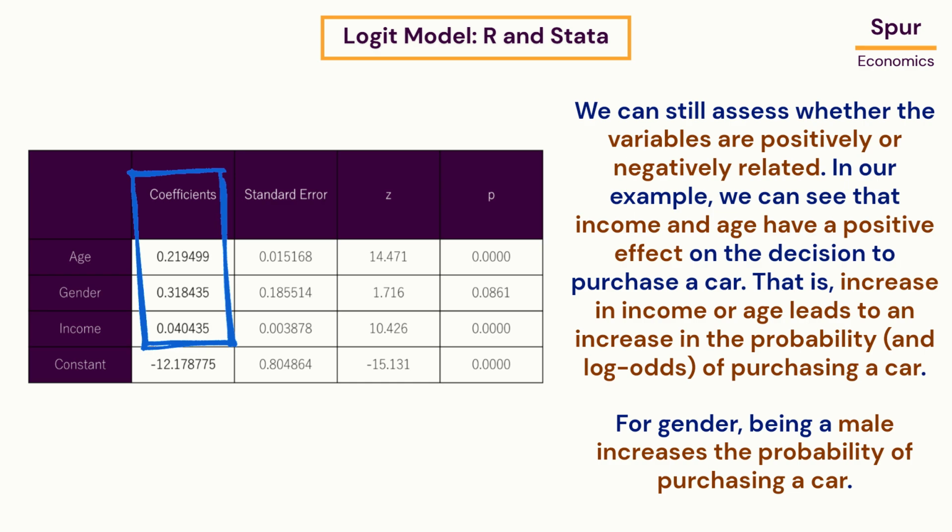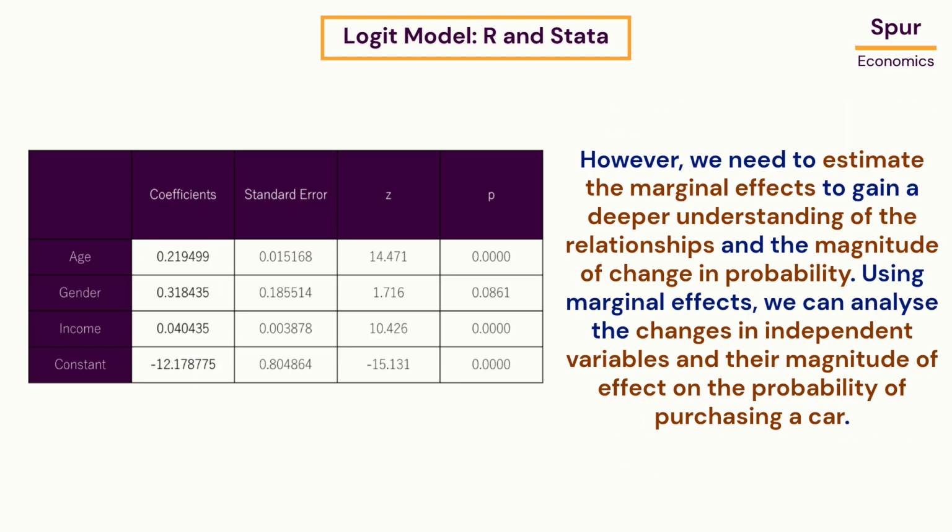We can still assess whether the variables are positively or negatively related. In our example, we can see that income and age have a positive effect on the decision to purchase a car. That is, increase in income or age leads to an increase in the probability of purchasing a car. For gender, being a male increases the probability of purchasing a car. However, we need to estimate the marginal effects to gain a deeper understanding of the relationships and the magnitude of change in probability. Using marginal effects, we can analyze the changes in independent variables and their magnitude of effect on the probability of purchasing a car.